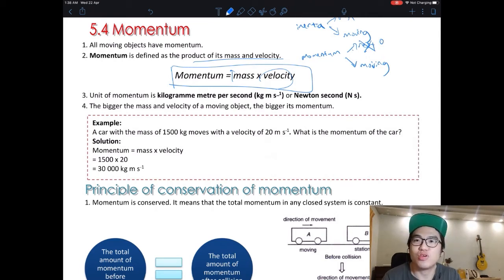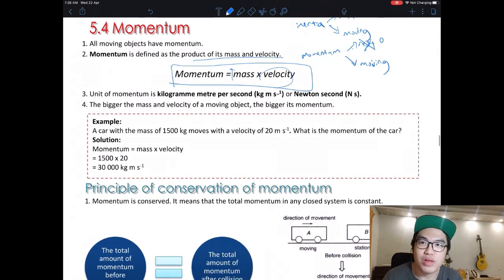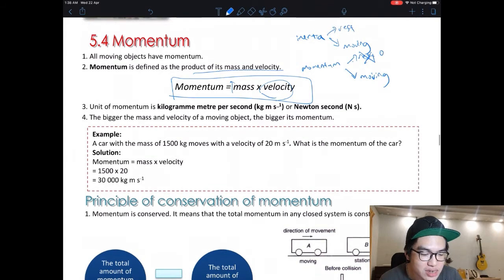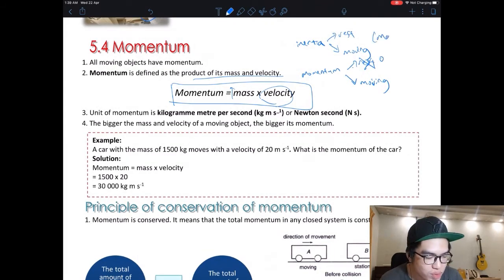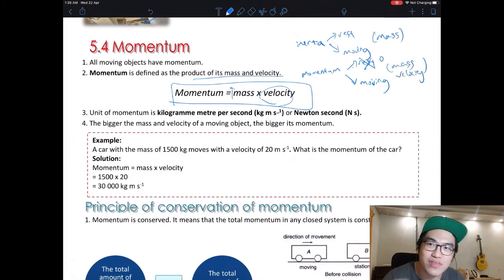Same goes for your inertia. And then velocity, the higher the velocity, the higher the momentum. A faster car has higher momentum compared to a slower car. If you look at inertia, only mass is affecting inertia, but for momentum, mass and velocity will both affect it. This is why they are slightly different.